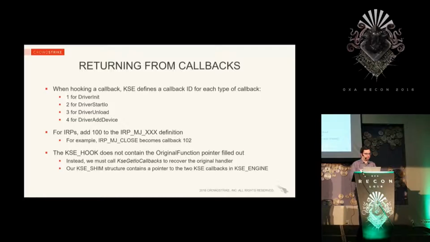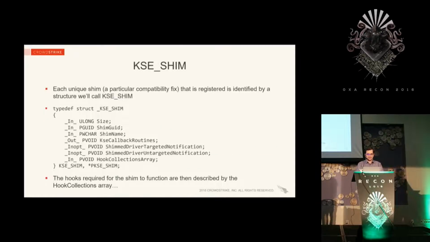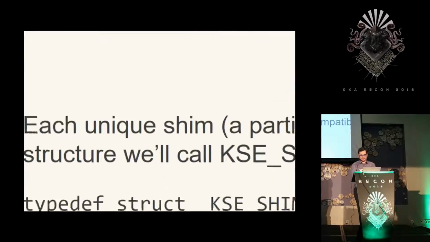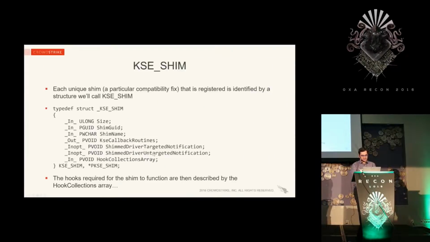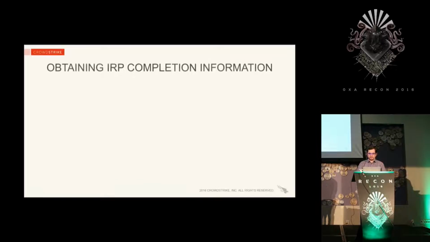Now, how do you call KscGetIoCallbacks? Because that's actually not an exported function. Well, let's go back for a second here in our definition of a KSC shim. There's this field here called KSC callback routines. Anyway, this thing here, KSC callback routines, that's where you actually get a pointer back to KscGetIoCallbacks. So it gives you the function that you need to call. So that's how you find it, basically. And then you can call the original function.